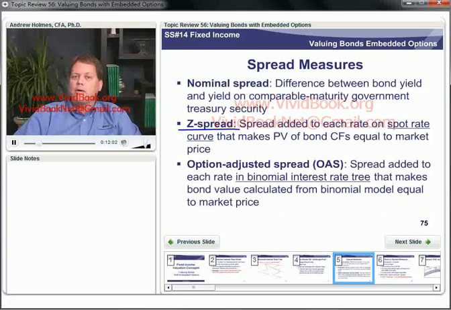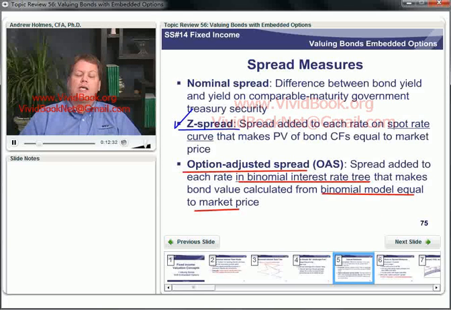This is going to be an important measure. What we're ultimately going to say is that this is going to be fine if there's no optionality. That leaves us with needing to talk about the OAS. And the OAS is going to be more difficult to calculate and maybe a little more difficult to understand. But basically, this is going to be the spread added to each rate in the binomial interest rate tree that makes the bond value calculated from the model equal to the market price. So both of these, the Z spread and the OAS, are an iterative process where we take some model, either the theoretical spot rate curve or the binomial interest rate tree, and we add spreads until we force the model price to be equal to the market price.